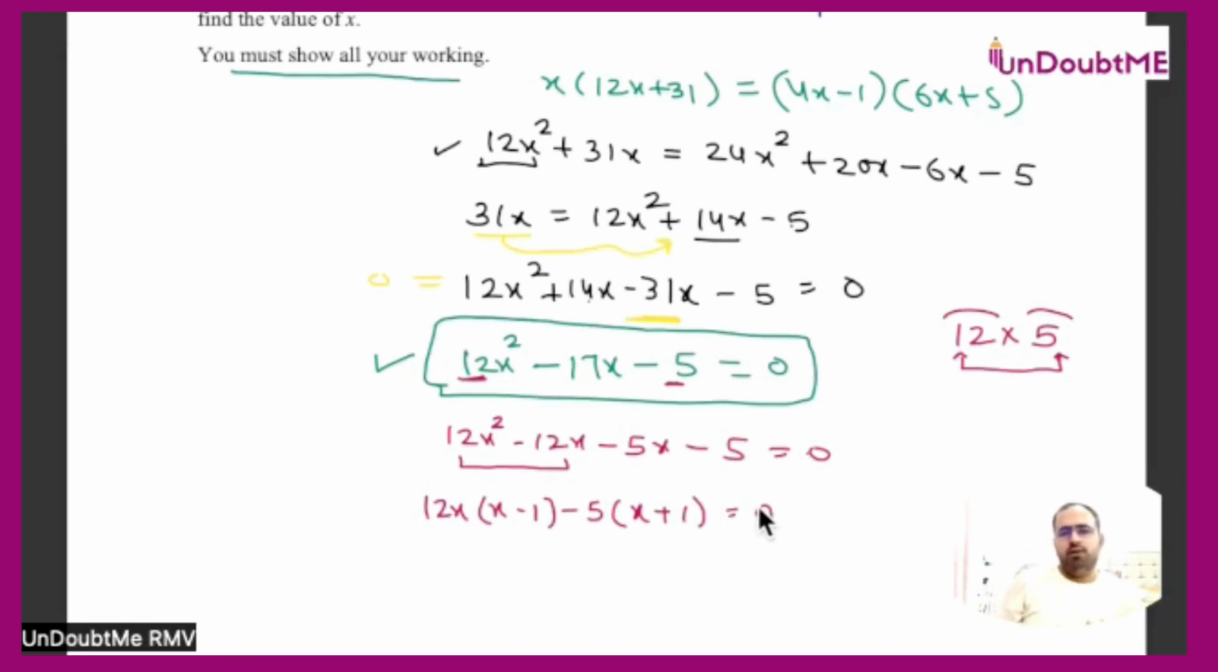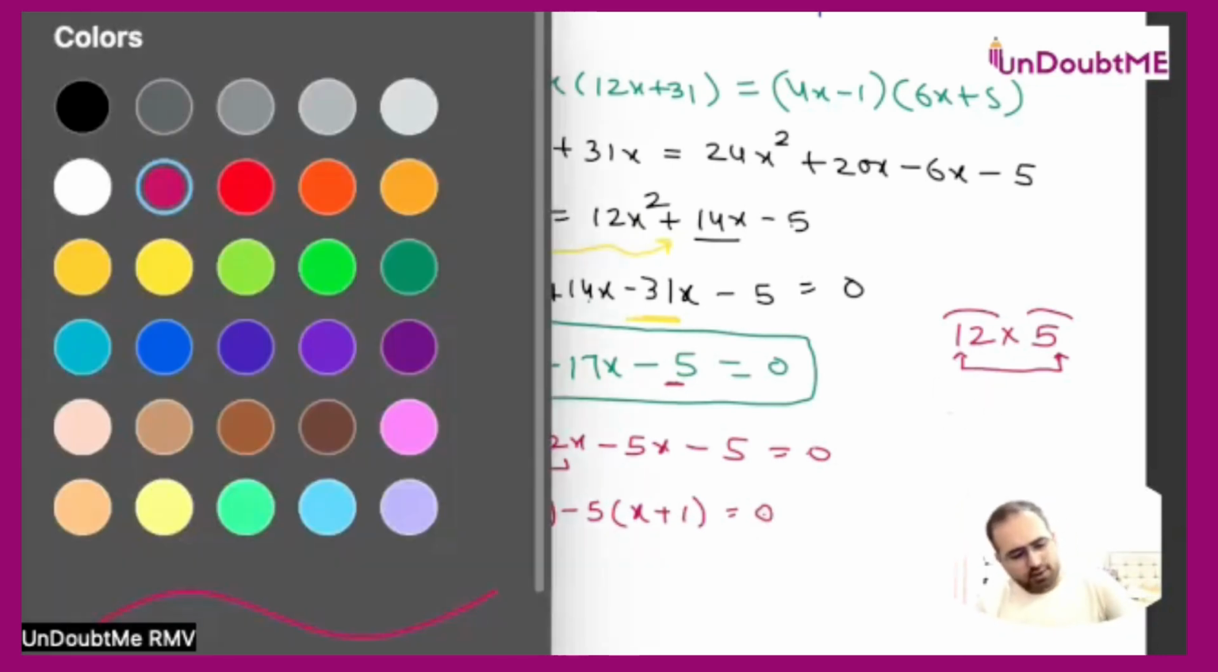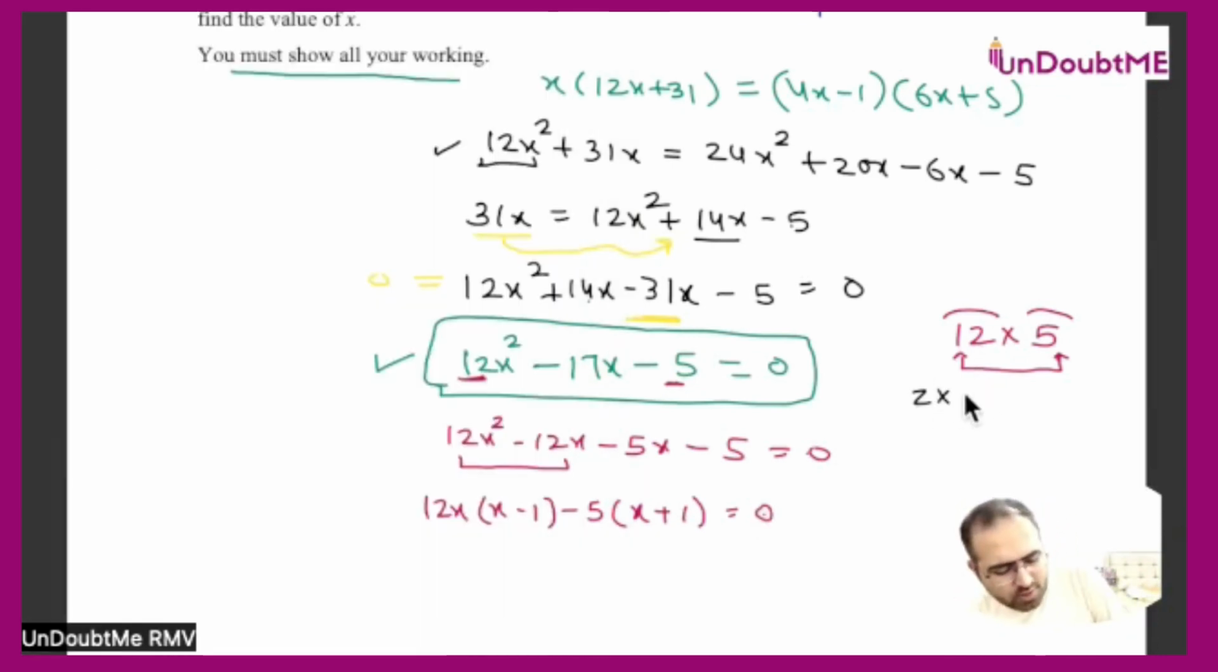Okay, so it might be possible that 12 and 5 are not factors. I will further break this 12 and try for any other combination. So the factors of 12 are 2, 2s are 4, 3s are 12 and 5. So 5 2s are 10, 2s are 20 and 3 will also give me 17.